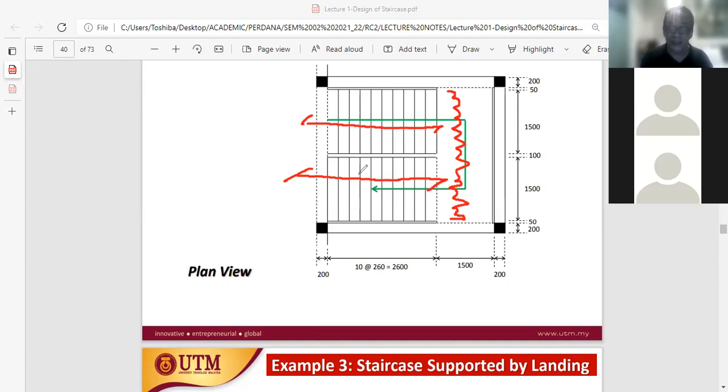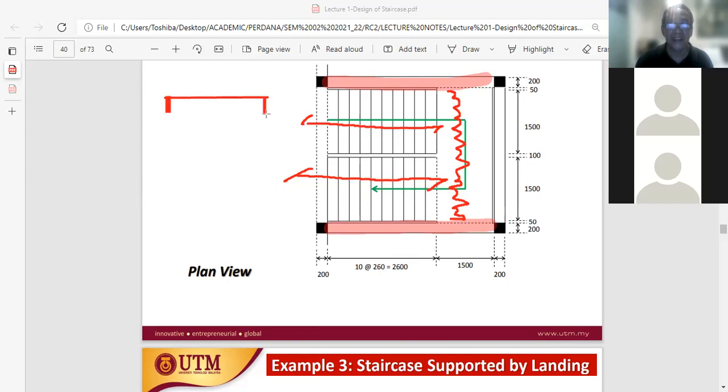The landing can support the staircase because the landing itself has two independent supports. Remember the sketch we saw earlier, the cross section. So the landing has two supports. We have a beam supporting the landing, which is this beam and this beam. So the landing is complete, it is perfect. That means it is a case where the landing, this is the landing, and we have a beam support at both ends. Here there is a beam, here there is a beam.